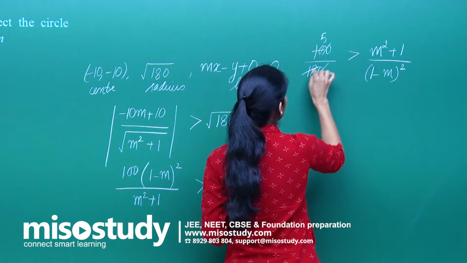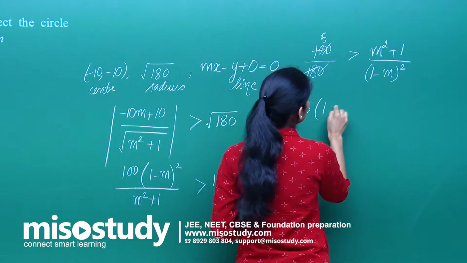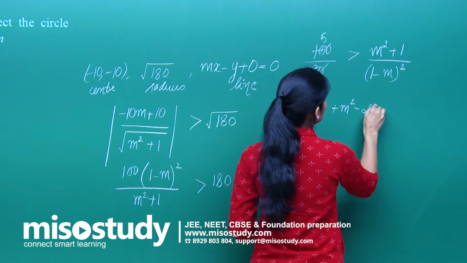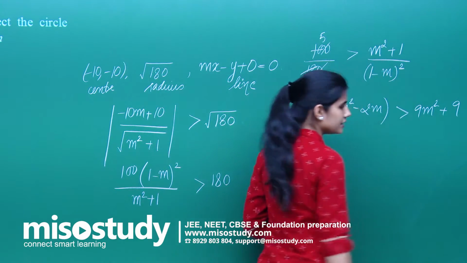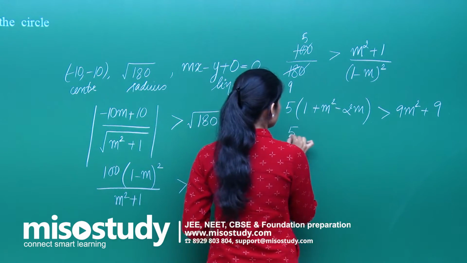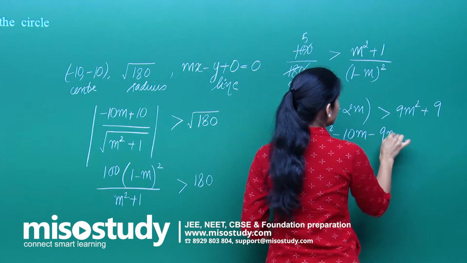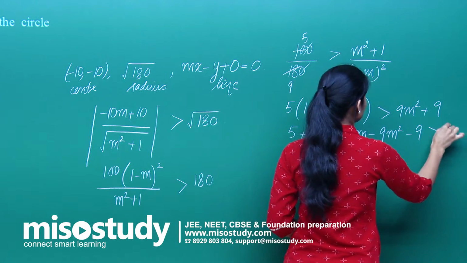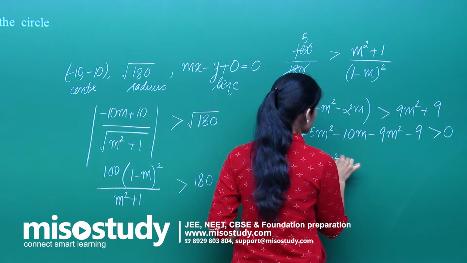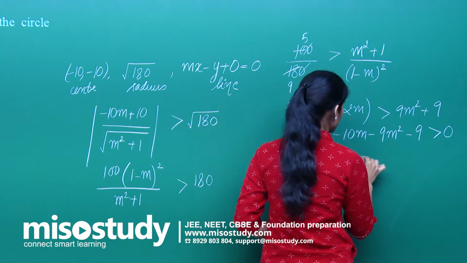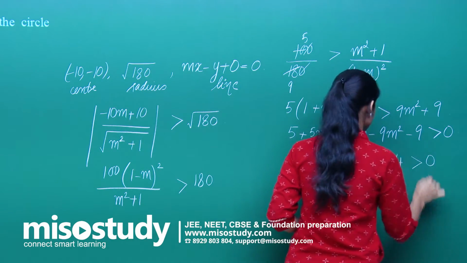From here you get this is 5 and this is 9. So you basically get 5 times (1 plus m square minus 2m) is greater than 9m square plus 9. So this gives you 5 plus 5m square minus 10m minus 9m square minus 9. Now 5m square minus 9m square gives you minus 4m square minus 10m minus 4, because 5 minus 9 gives you minus 4. This is greater than 0, right?